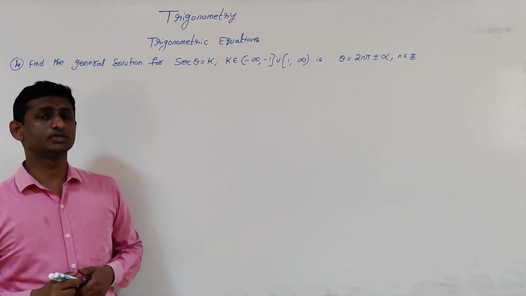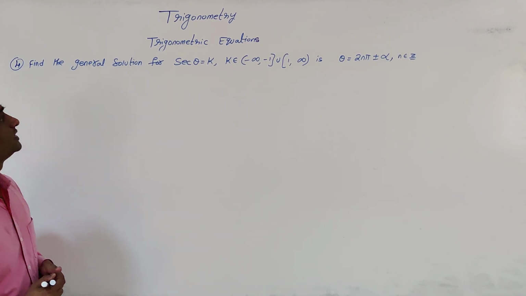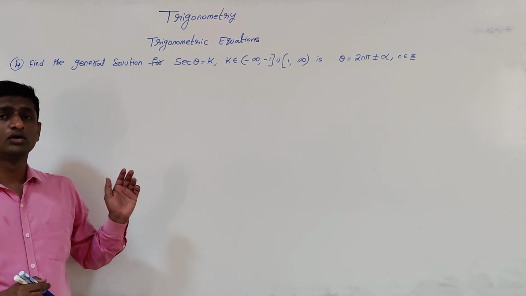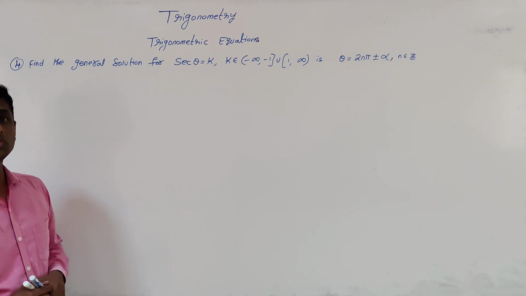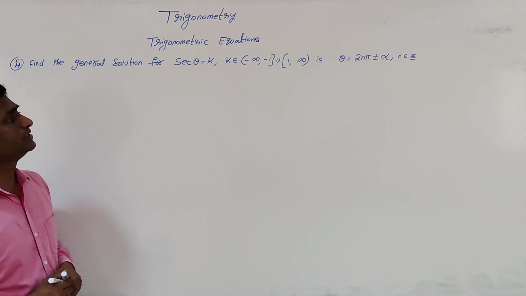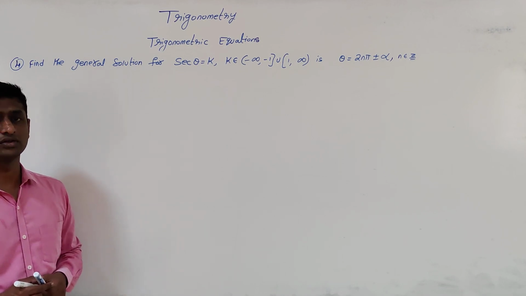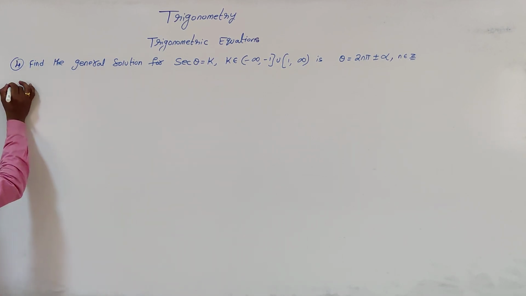Find the general solution for the trigonometric equation secant theta is equal to k. The range of secant theta is minus infinity to -1 closed union 1 to infinity. The solution is theta is 2n pi plus or minus alpha, where n belongs to Z. So we'll see the proof.